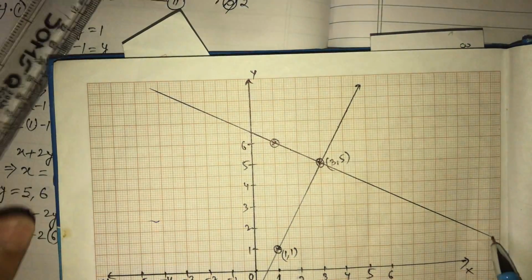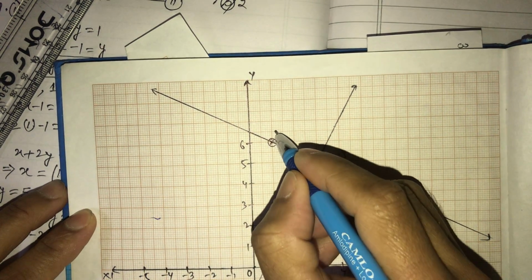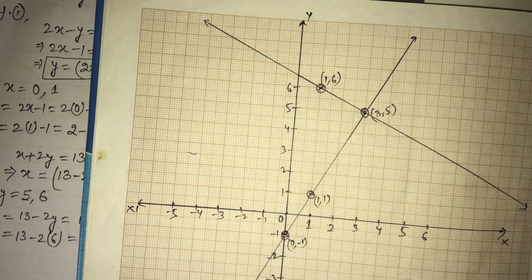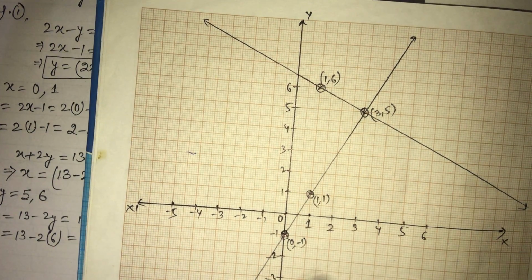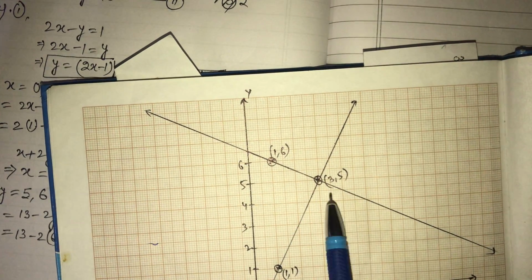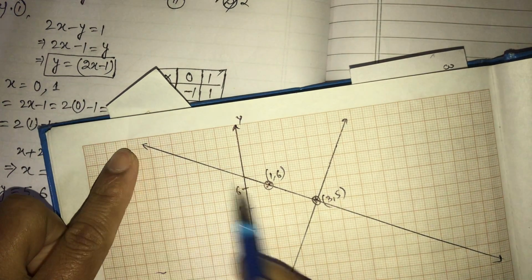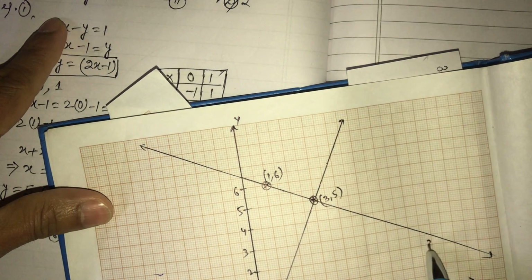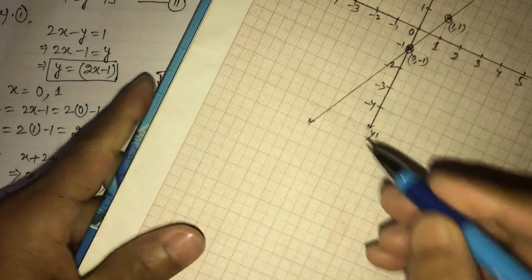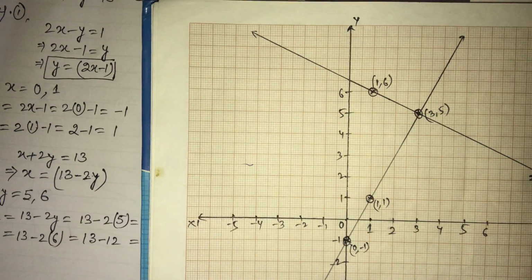All right, so this is the line I got. This was your (1, 6). After locating the coordinates, now we'll mark those two equations. I found many of you don't mark the equation on those lines. It is very important. So this was the first line. The first equation was 2x minus y equals 1, and the second equation is x plus 2y equals 30. So everything is done now.